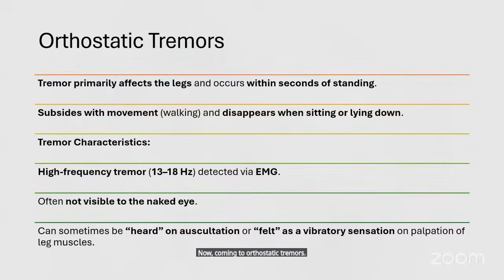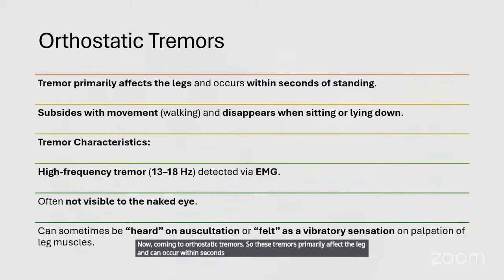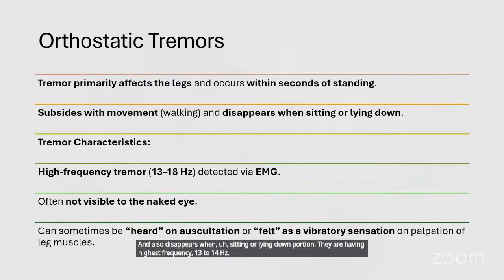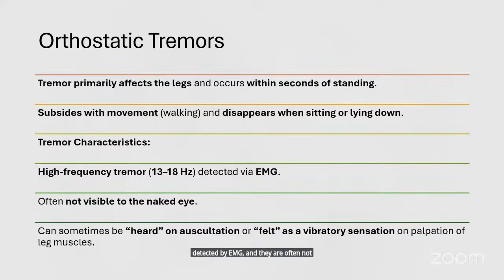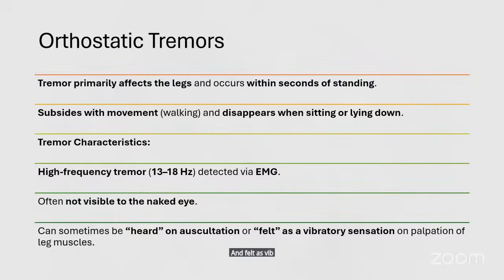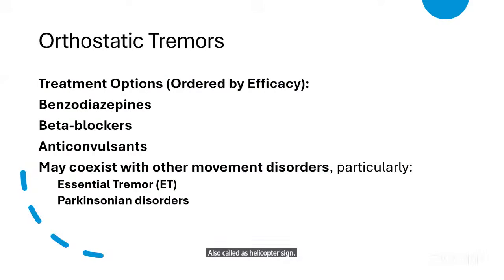Next. Now coming to orthostatic tremors. These tremors primarily affect the legs and can occur within seconds of standing, and they subside with movement like walking, and also disappear when in a sitting or lying down position. They have the highest frequency, 13 to 14 hertz, detected by EMG, and they are often not visible to the naked eye, and can sometimes be heard on auscultation and felt as a vibratory sensation on palpation of the leg muscle, that is the calf muscle, also called the helicopter sign.